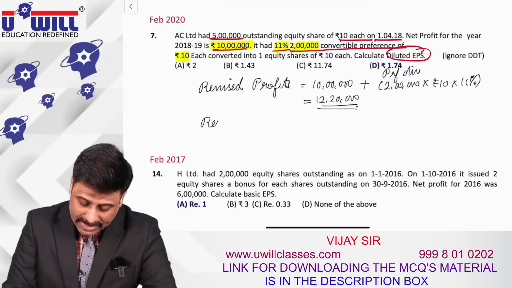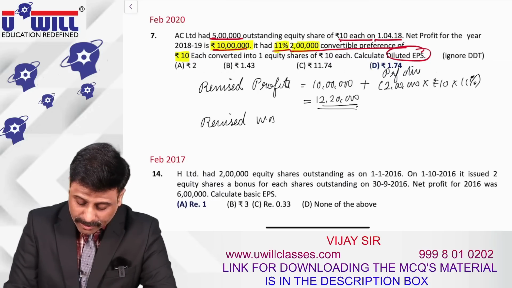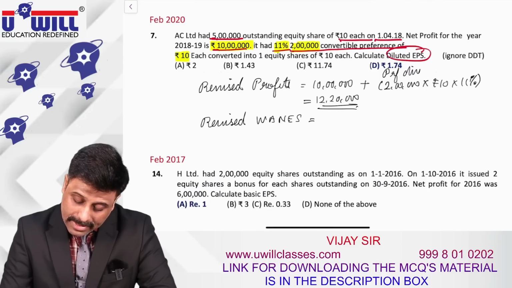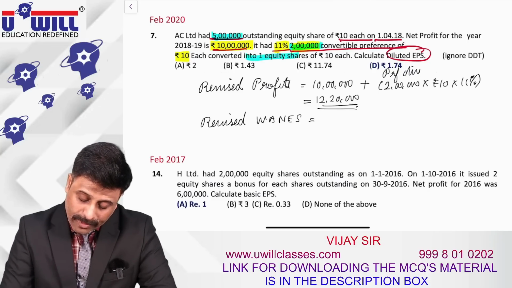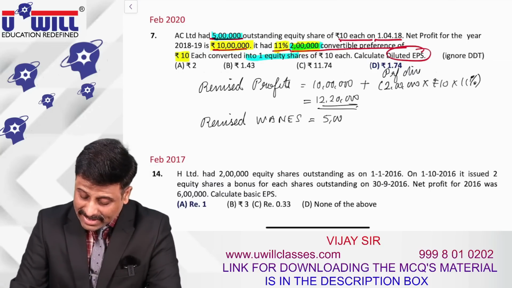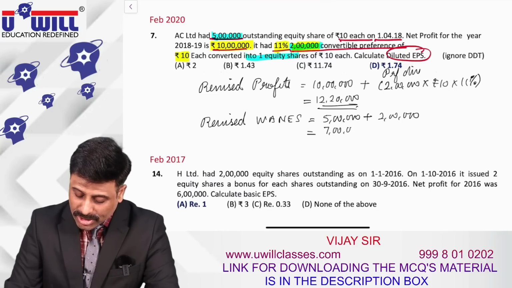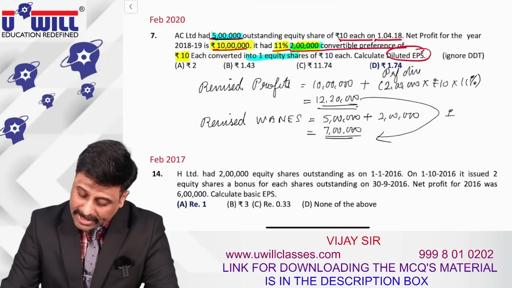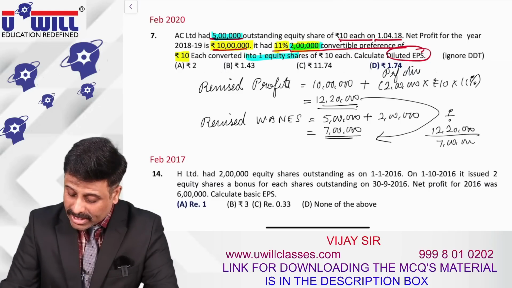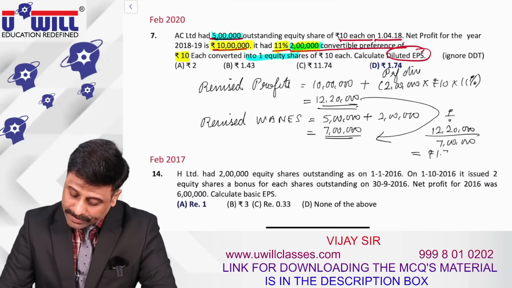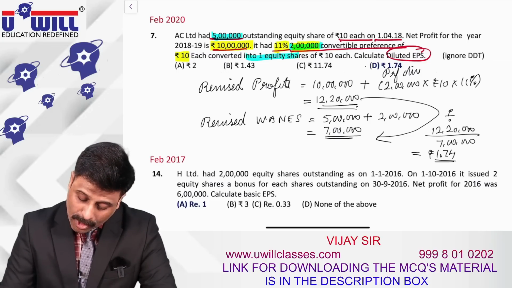And in the same way, what will be the revised weighted average number of equity shares? We already have, you all can see here, 5 lakh shares. And these 2 lakh preference shares will be converted into 1 equity share each. So existing shares are 5 lakhs plus 2 lakh preference shares will get converted into 2 lakh equity shares. So total equity shares will become 7 lakhs in future. Now these two we have to divide. 12,20,000 divided by 7 lakhs. What is diluted EPS? 12,20,000 divided by 7 lakhs, 1.74. That is diluted EPS. Option D is your answer.